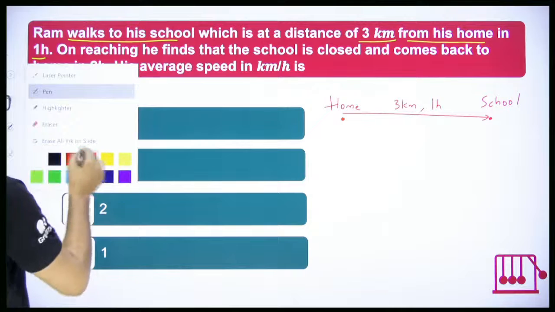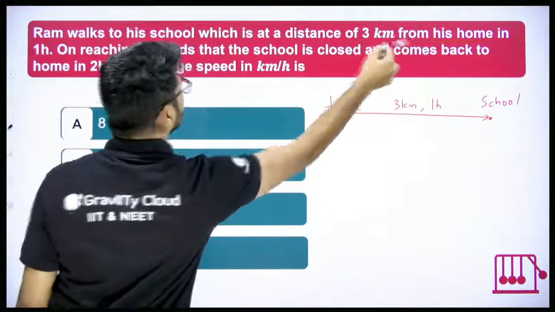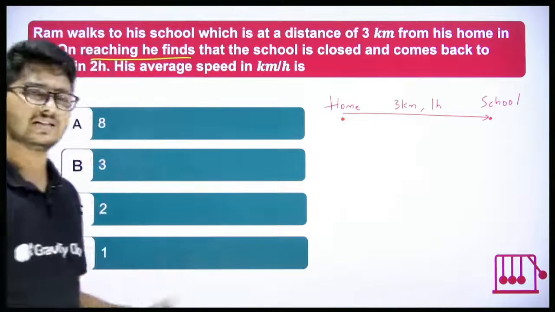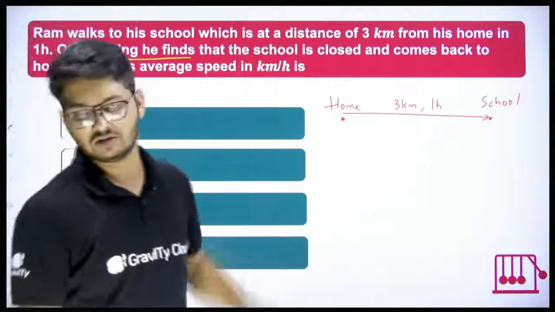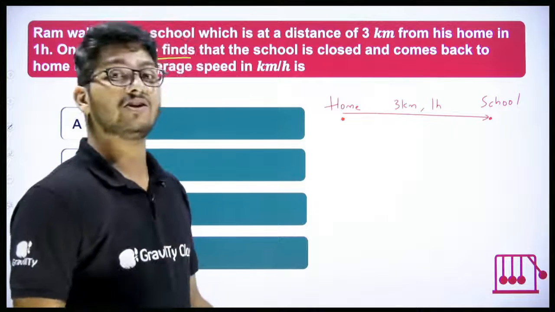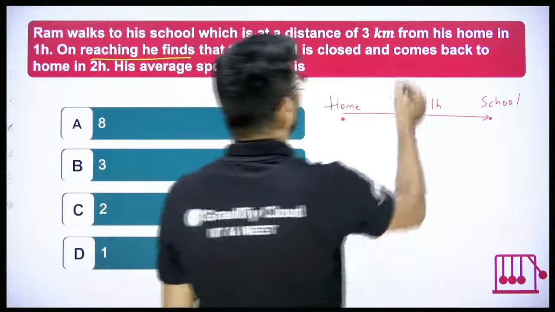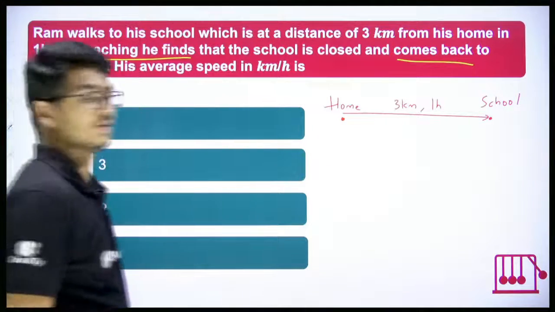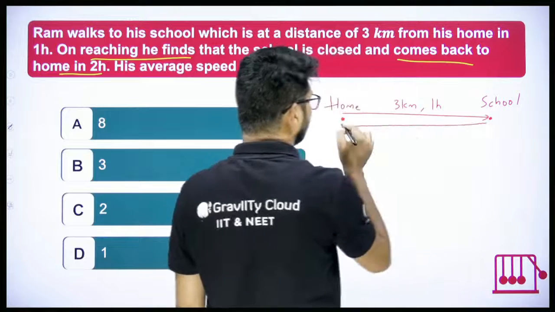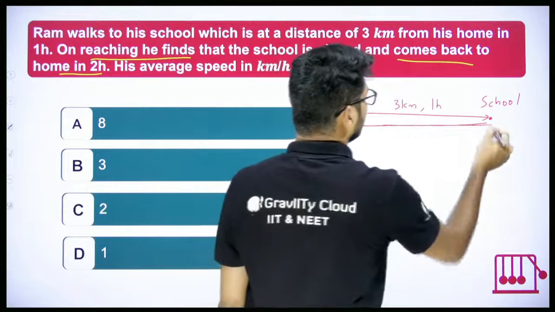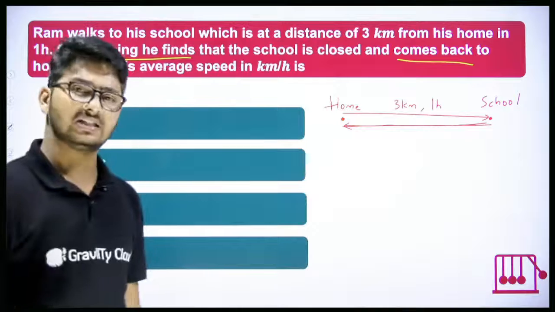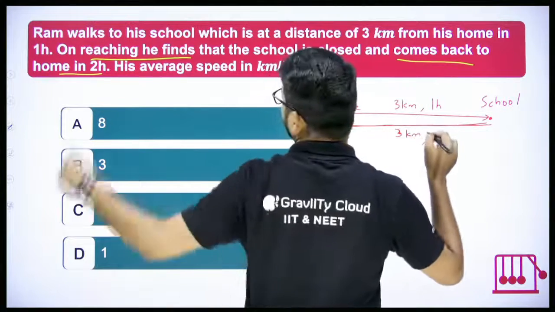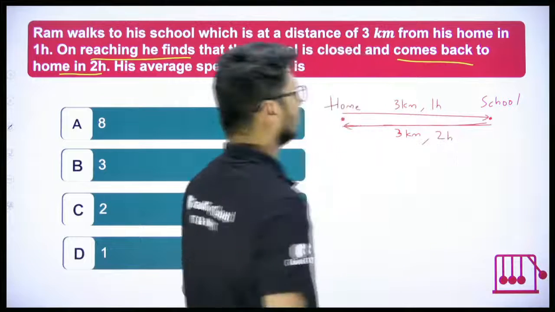On reaching the school, he finds that the school is closed. Now if the school is closed, what will you do? You will go back. And he comes back home in 2 hours. If he comes back, he'll come back along the same route. So if it's the same road, the distance will be the same. So the same distance, again 3 kilometers, but in how much time? In 2 hours.